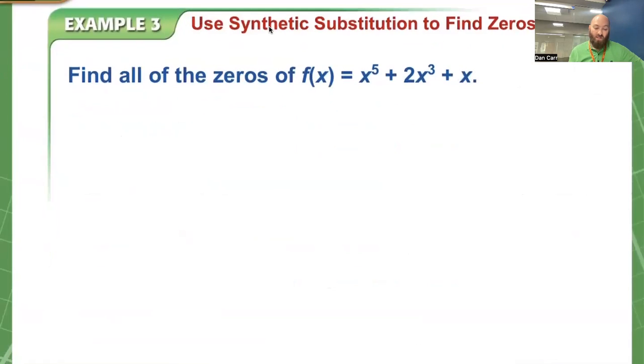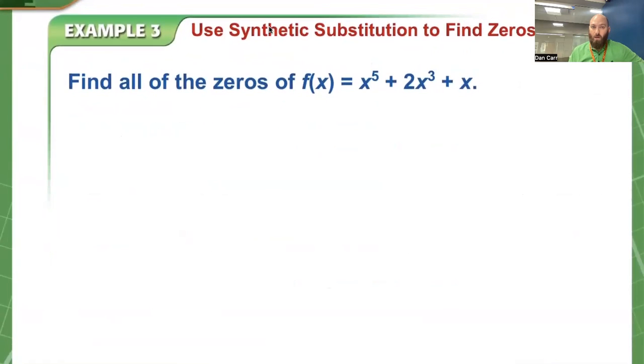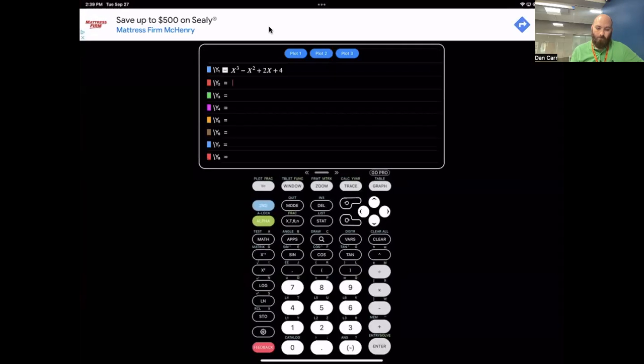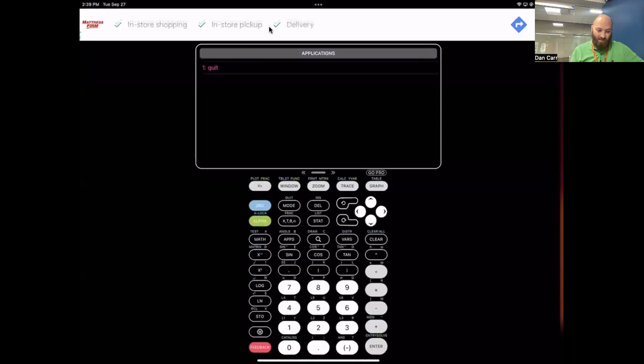Okay, so we're going to do the same exact thing here. Find all the zeros of this polynomial. Okay, f of x equals x to the 5th plus 2x to the 3rd plus x. So back to my graphing calculator. All right, we'll clear that out. So x to the 5th. Forgot what it was already. That's not good. Plus 2x to the 3rd plus x.